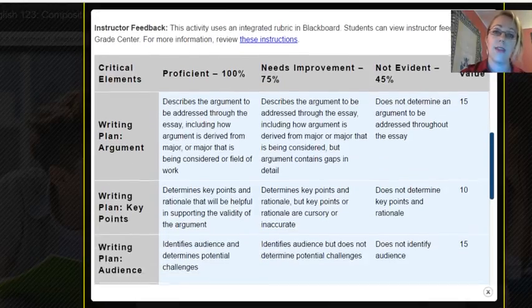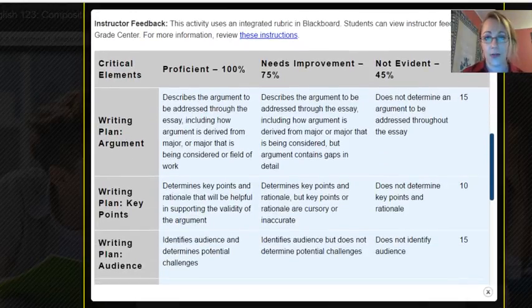And then this is the feedback that I will be using to grade your paper, to assess your paper. Remember, we have our critical elements, and then we have the levels of proficiency. Proficient is going to be 100%. Needs improvement is, we're doing good, but maybe we could do a little bit better. And then we also have not evident.